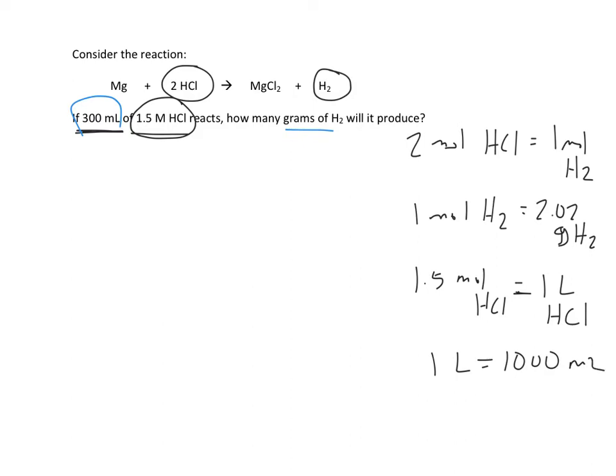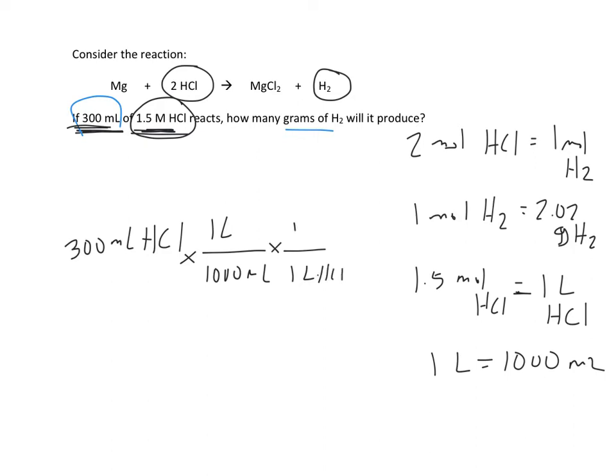So we know that we have 300 milliliters of HCl. That's our starting point. It's our simple unit, not our complex unit. Remember, concentration is really a complex unit. And so 300 mL of HCl, we know that for every 1,000 milliliters, there's 1 liter. Great. And we know that, okay, we're in liters. We know that for every 1 liter of HCl, there's 1.5 moles of HCl. So that gets us there.